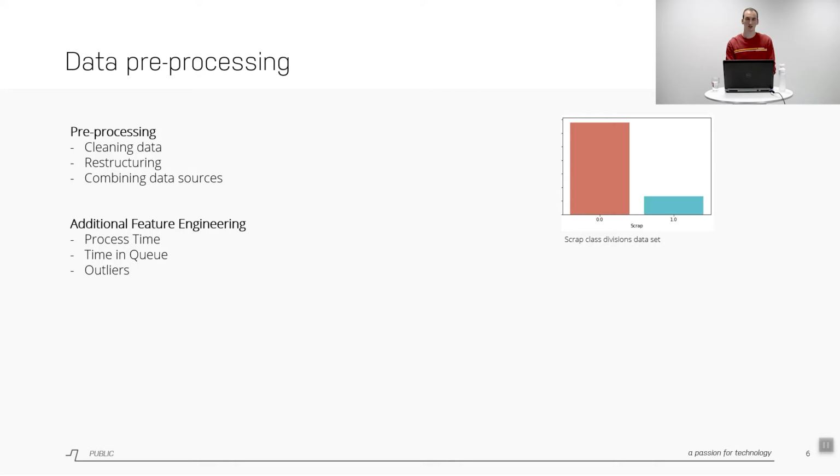On the right here you can see the division of the scrap labels. You can see that the classes are imbalanced, but there's also enough information to determine a good model, so we have enough information about both classes.